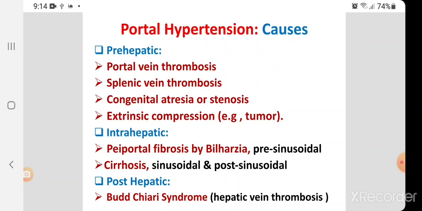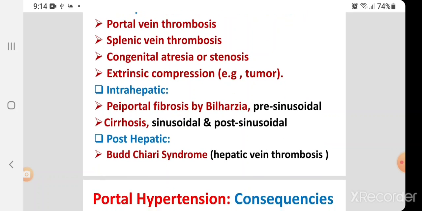Prehepatic causes: portal vein thrombosis before the liver, from the GIT going to the liver. Portal vein thrombosis, if there is a clot in the portal vein for any reason. Splenic vein thrombosis: the splenic vein brings a large amount of blood to the portal vein. It's one of the major tributaries. Congenital atresia or stenosis of the portal vein, if there is congenital narrowing of the portal vein. If there is extrinsic compression on the portal vein, such as a tumor or something that compresses the portal vein, this will hinder blood passing through the portal vein, and this will lead to portal hypertension.